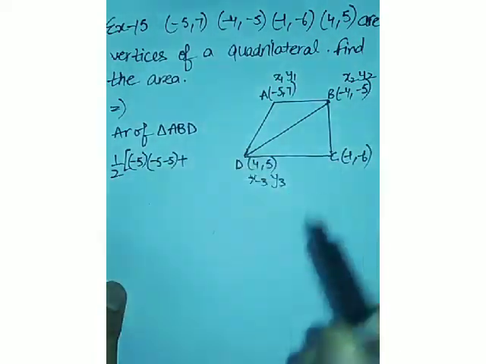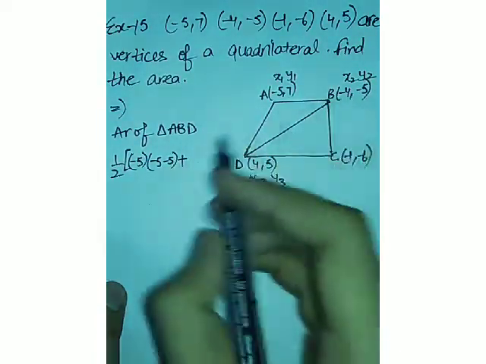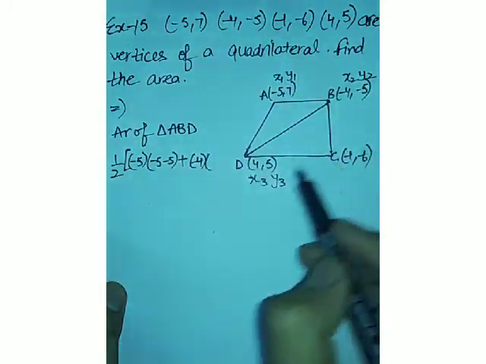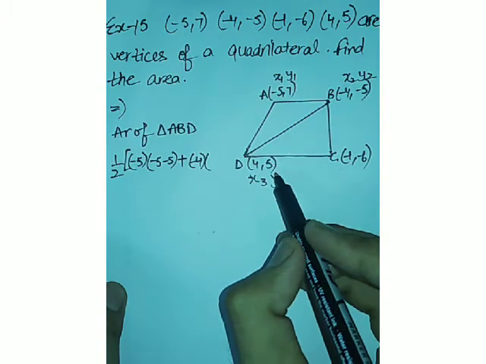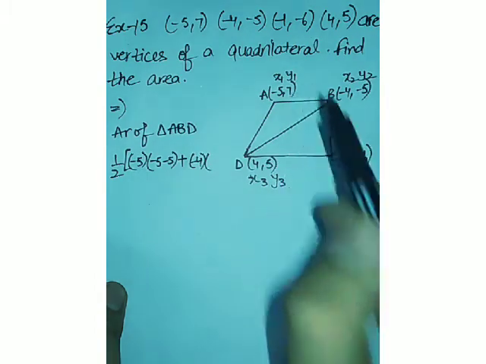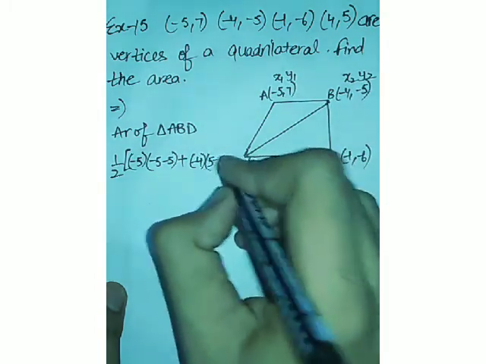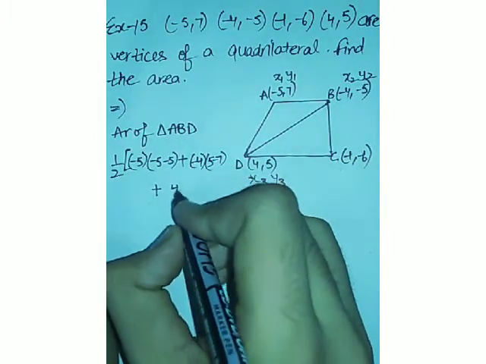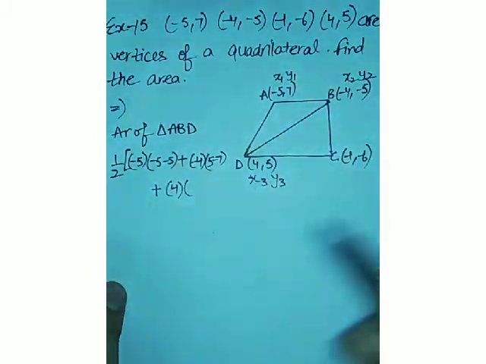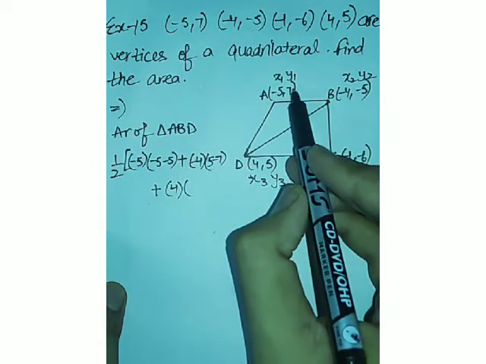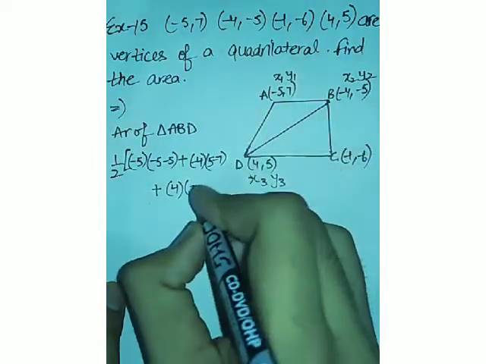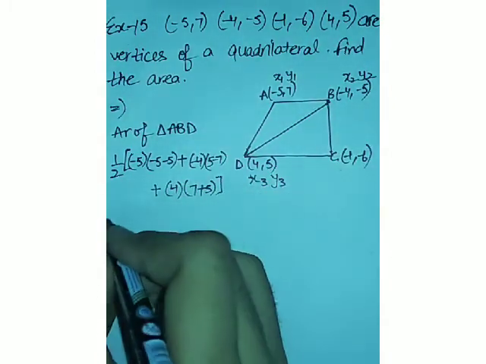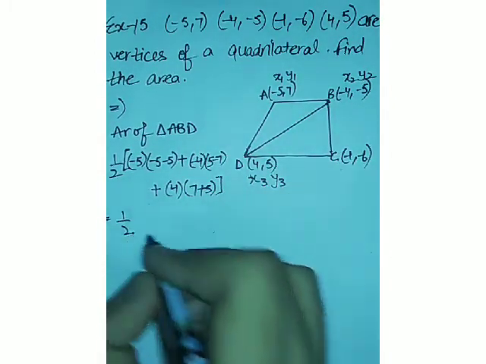Alright, plus that is x2, minus 4, y3 is 5 and y1 is 7, so it will be 5 minus 7. Then next will be x3, that is 4. x3 times y1 minus y2. What is y1? That is 7, and what is y2? Minus 5, so minus minus will be plus. 7 plus 5. Just solve it, it's very easy.